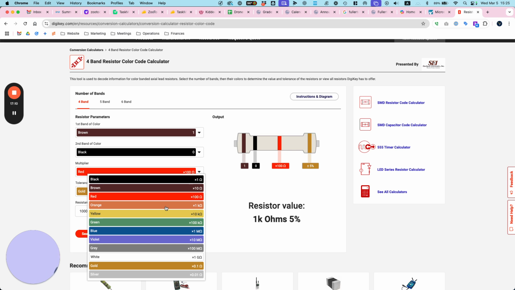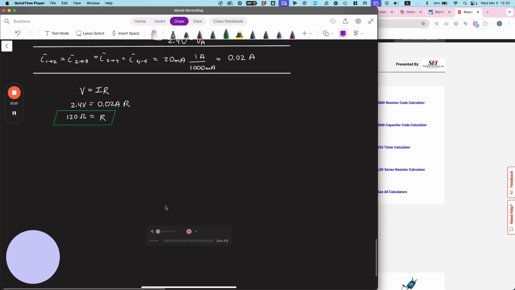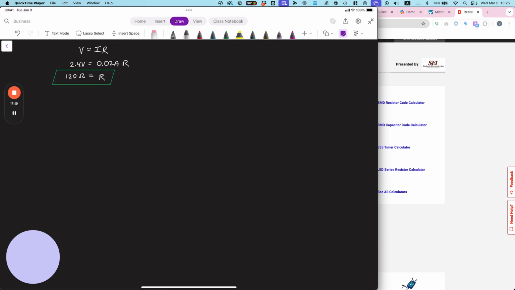So, okay, that's what those colors mean. Now let's measure out the next one for the parallel circuit. Let's see if it's still the same case. So if I have a parallel circuit like right here, okay, I'm going to draw this again.